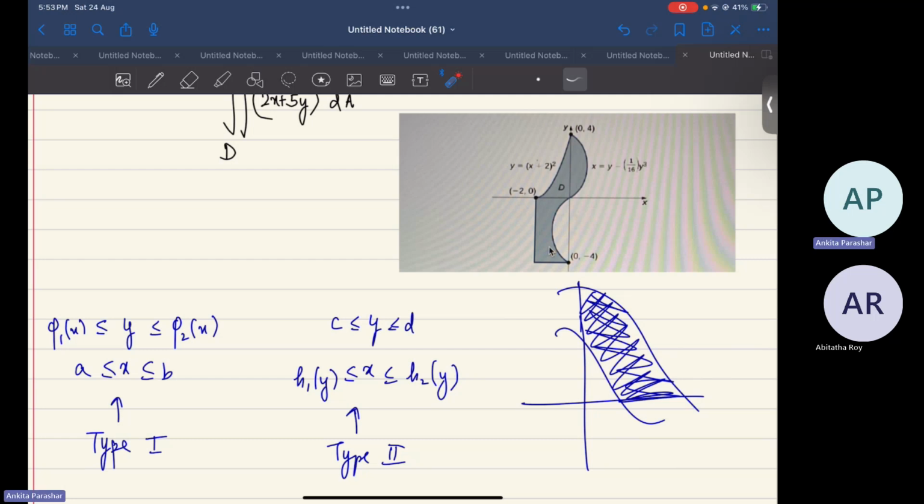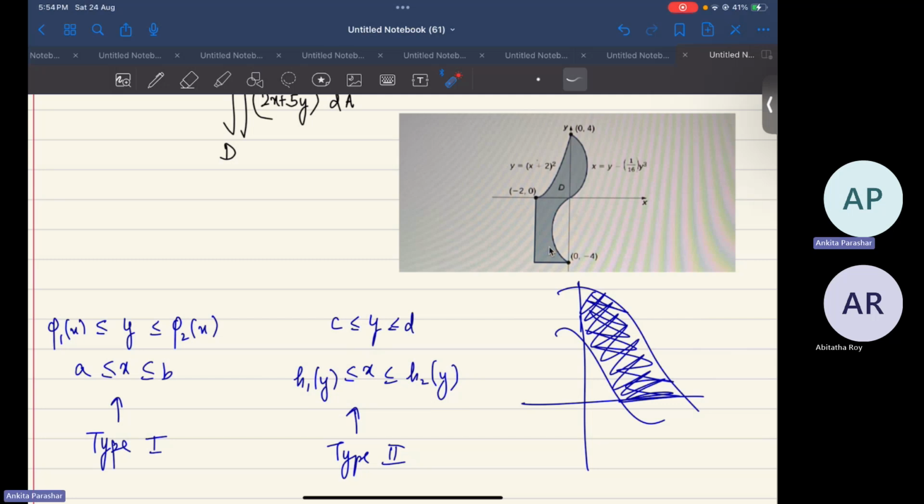Clearly I cannot write the whole region as type 2. Do you agree? Yes, because the function should be constant throughout your x, right? Your x has to be bounded by only two functions, only two curves. But half of the domain is bounded by this curve and this curve, and half of the domain is bounded by this phi 1 prime. Of course, phi 2 is constant. So this is not type 2.